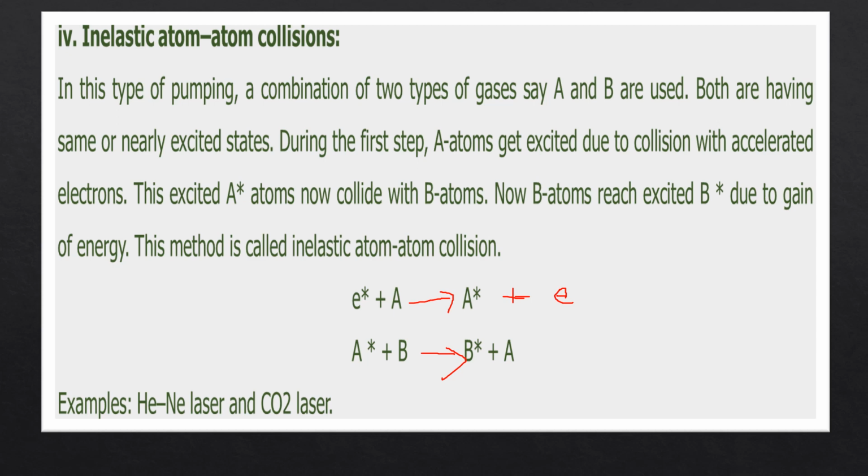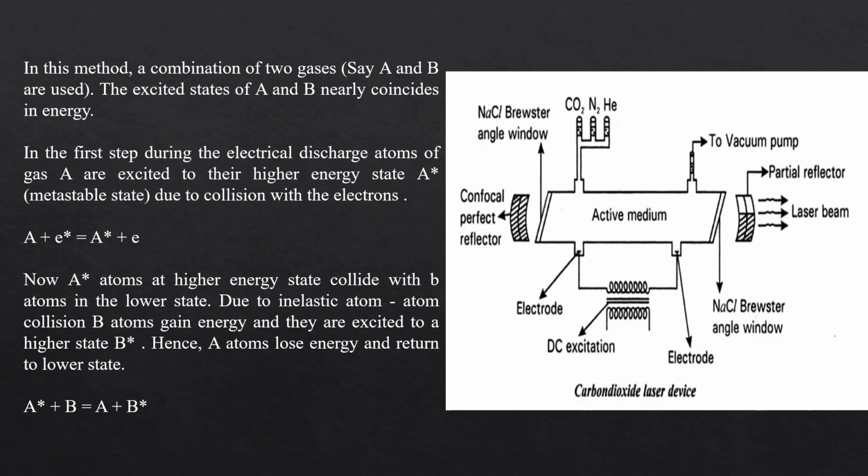It takes place in the case of the carbon dioxide laser. You can see this picture, you will understand. In the case of the carbon dioxide laser, a mixture of gases is being used: carbon dioxide, nitrogen, and helium. And you have these inelastic atom-atom collisions taking place in the active medium. So for excitation, you will have a DC excitation where the electrons are generated and they get accelerated. That is, you can see here.